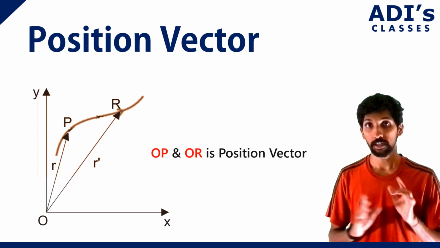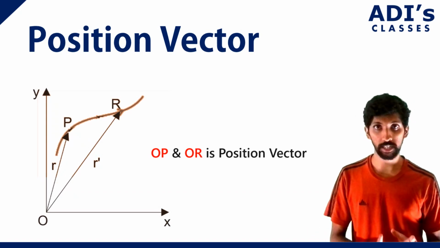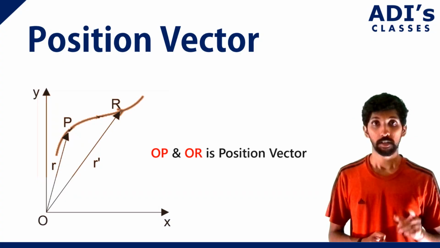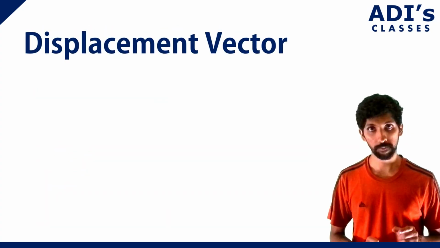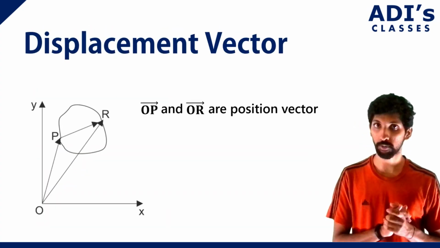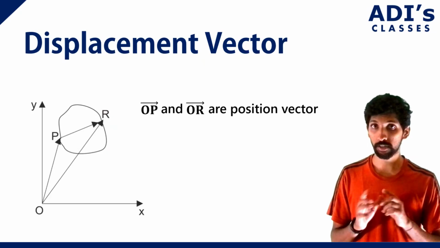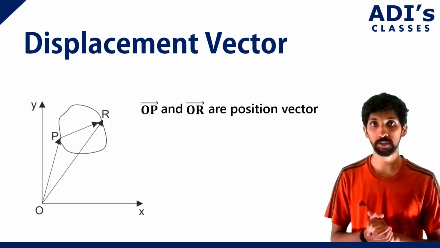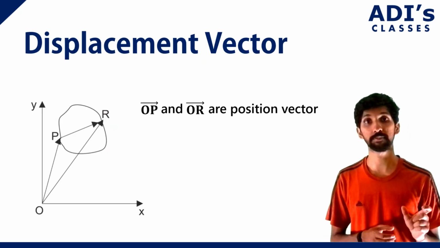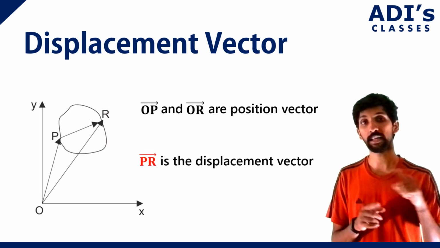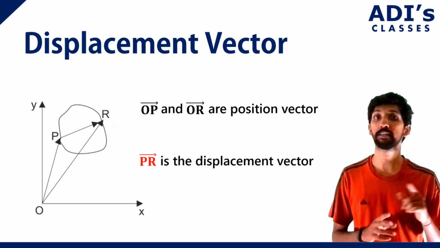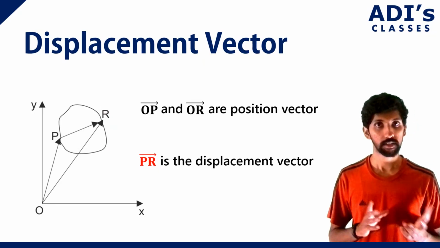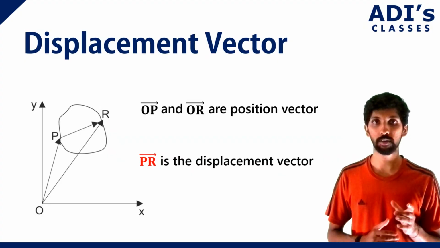Next is the displacement vector. Again, we consider the xy plane. Displacement was a vector, remember? When it comes to the displacement vector, let's say we have to move from P to R. OR is one position, OP is one more position, so PR becomes the displacement. From P to R, I can go in many different ways, but the shortest distance is what we call displacement. That's what we call the displacement vector.